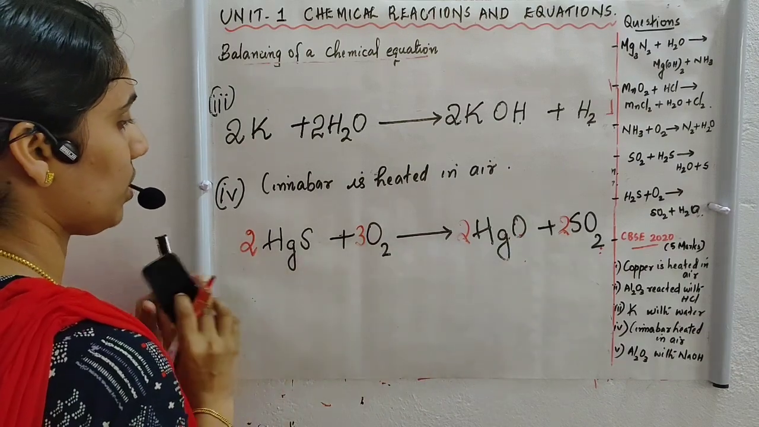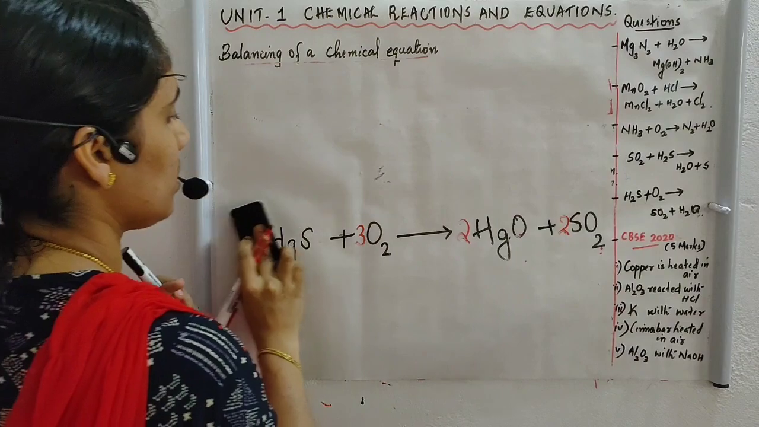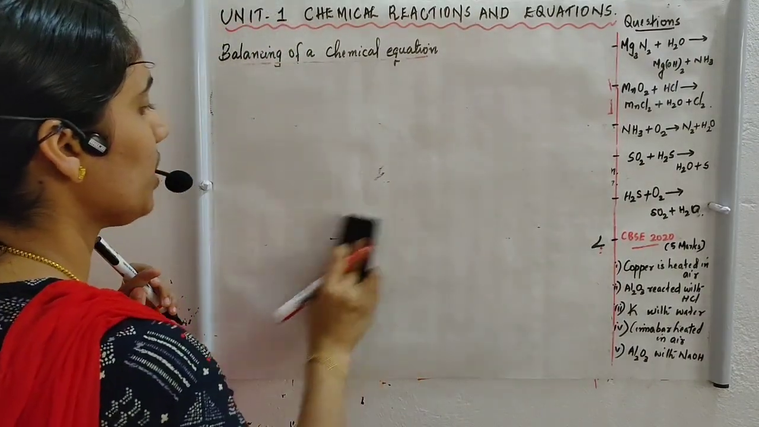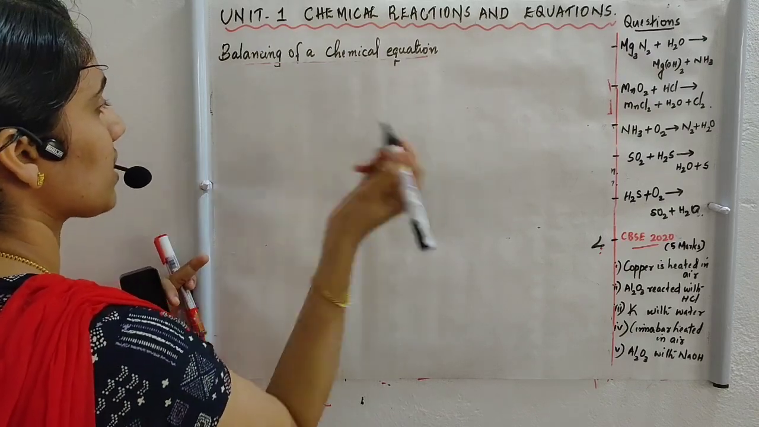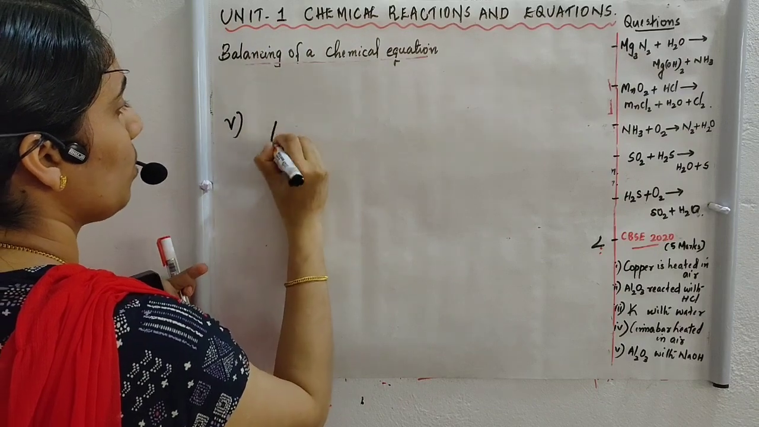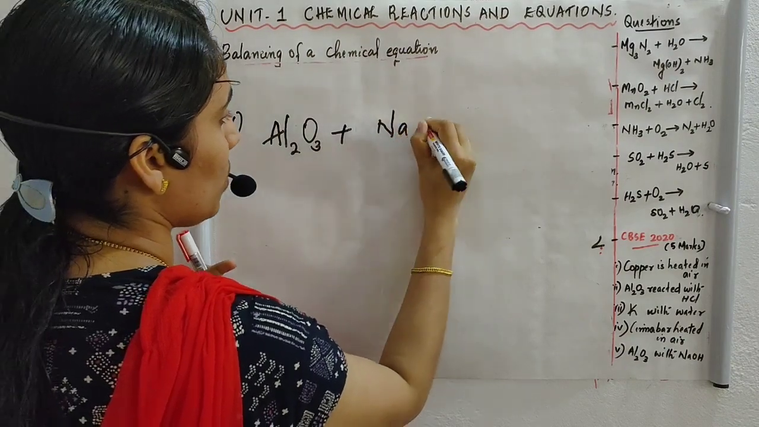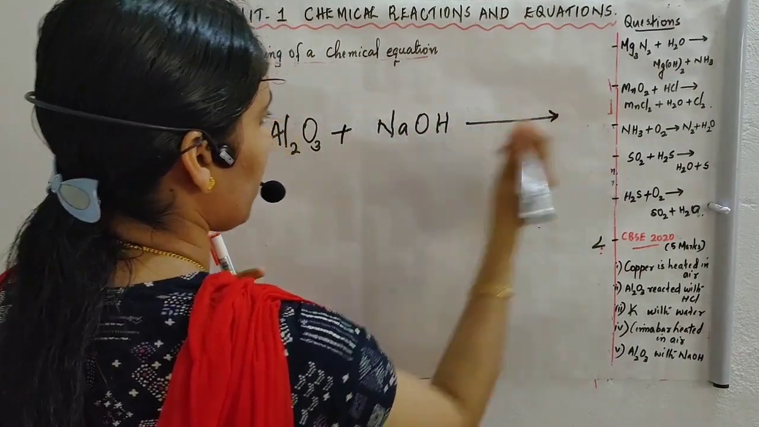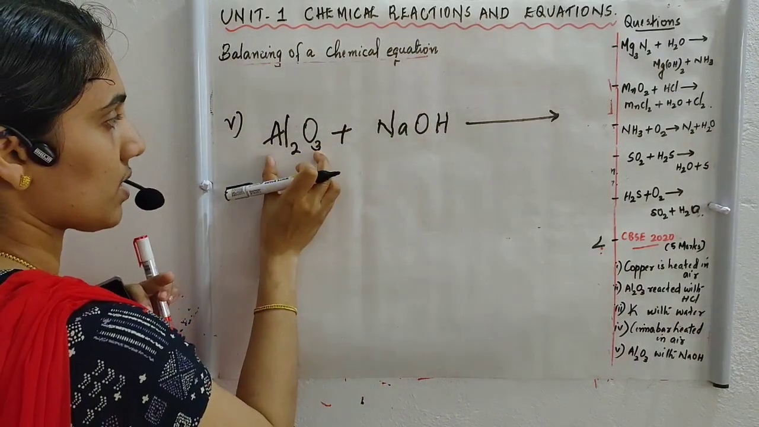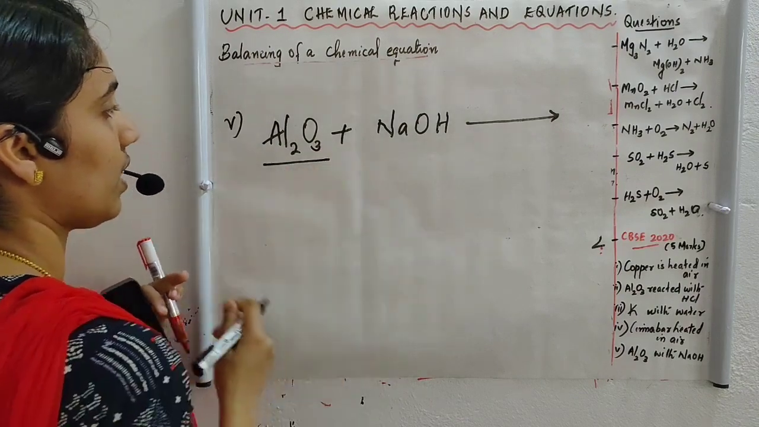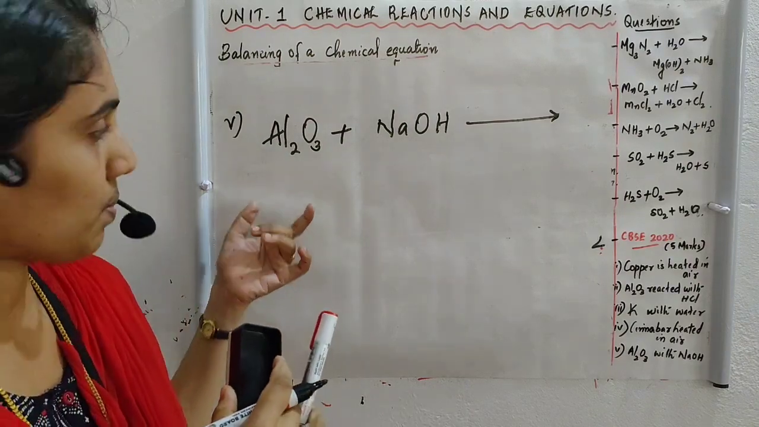Then the fifth sub-question is asked. Aluminium oxide is reacted with sodium hydroxide. Aluminium oxide, we know the formula, it is Al2O3 plus NaOH. Sometimes you feel that there is no reaction, but not like that, because metal oxide also has a basic character. But aluminium oxide we consider as an amphoteric oxide, that shows both acidic as well as basic character.